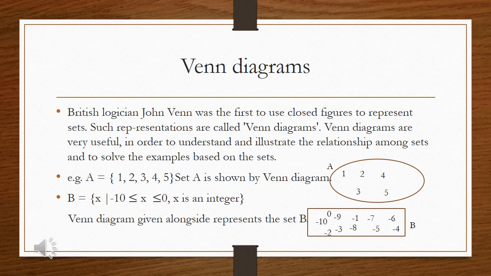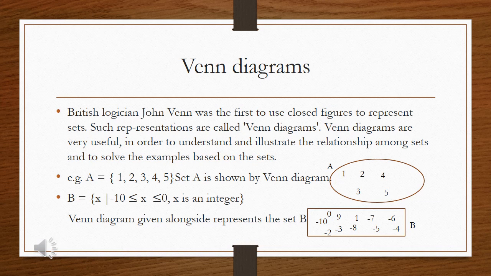Another example: B equals x such that x is greater than or equal to minus 10 and less than or equal to 0, and x is an integer. Here three conditions on the element x are given. First is that x is an integer. As we know, integers are 0, 1, 2, 3 etc. and minus 1, minus 2, minus 3 etc.